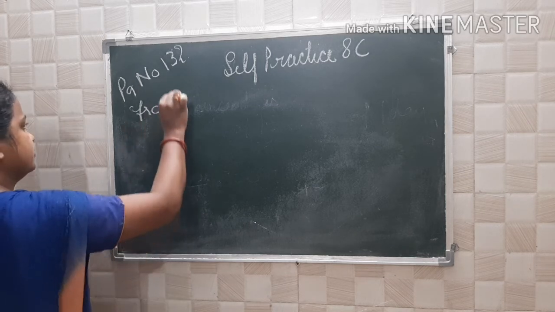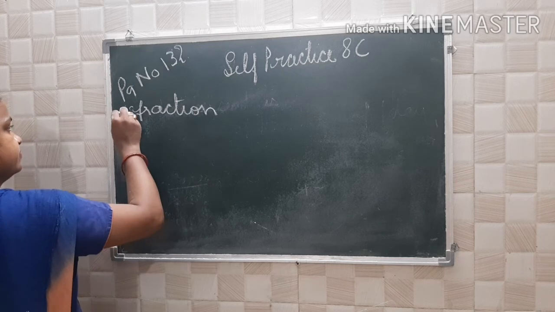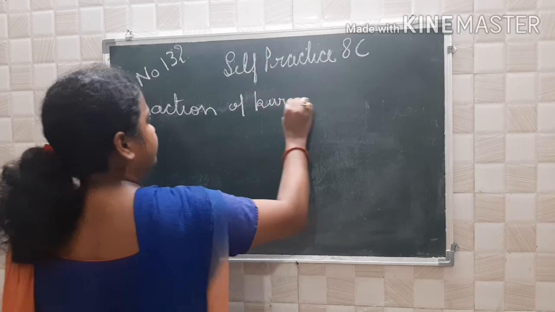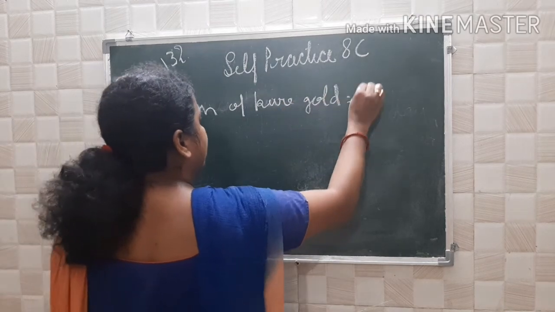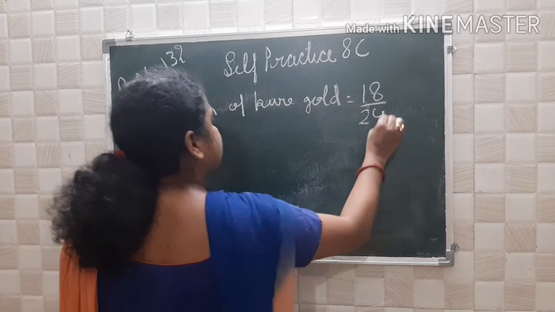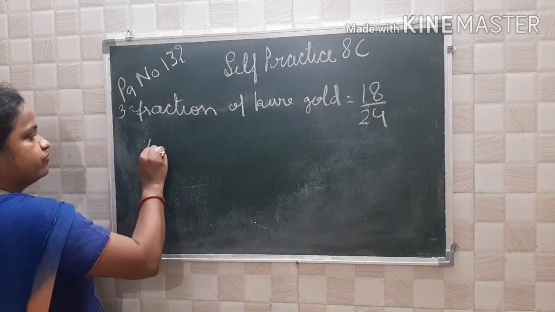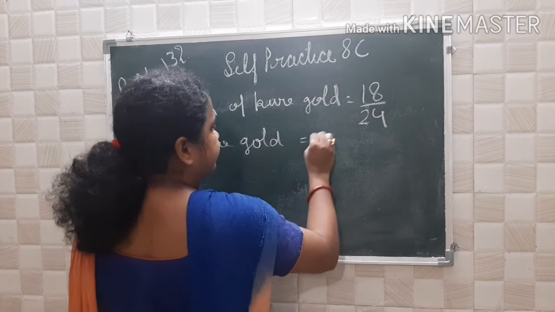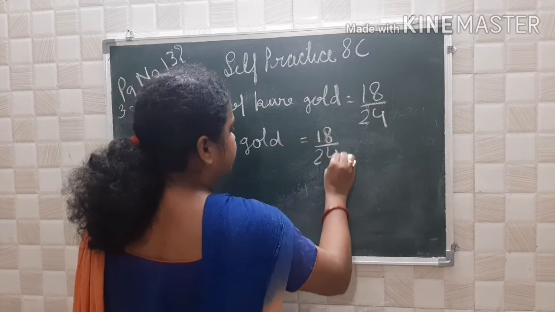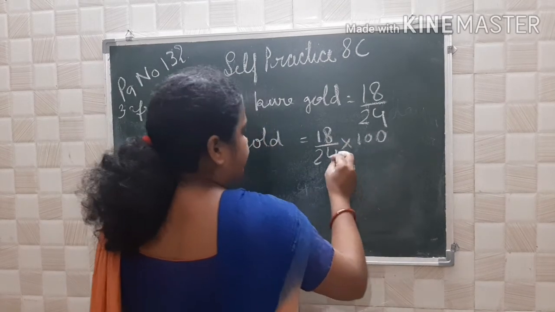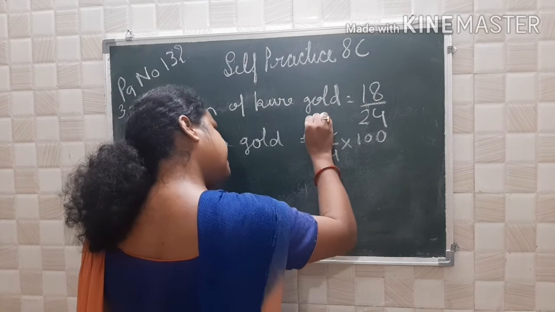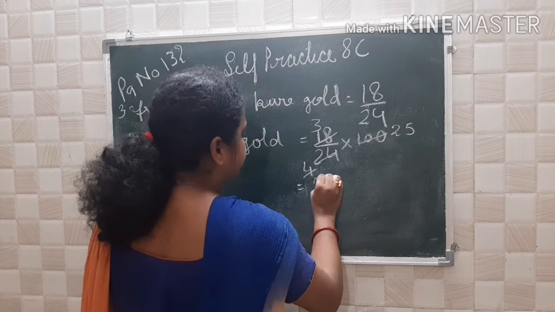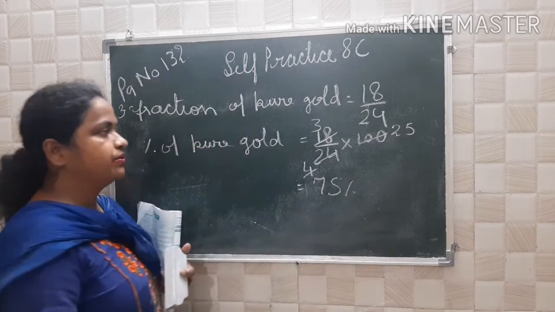Fraction of pure gold. So how much will it be? 18 out of 24 parts. So percent of pure gold is 18 upon 24 into 100. 6 3s and 6 4s, 4 25s and 25 3s, 75% is pure gold.